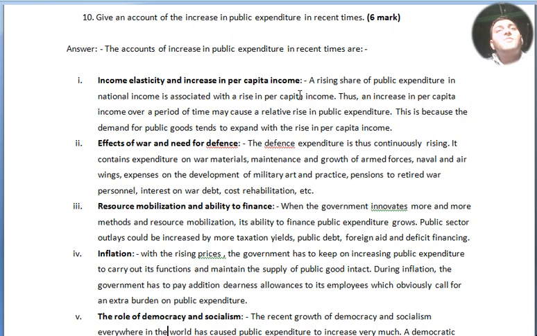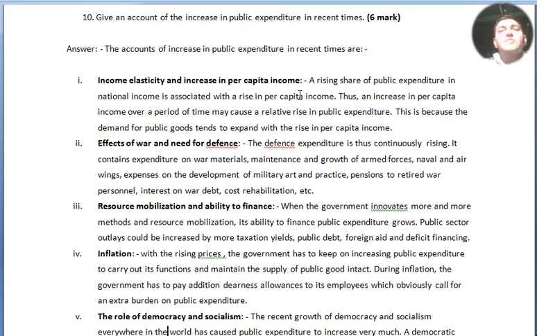Point number 4, inflation. With the rising price, the government has to keep on increasing public expenditure to carry out its functions and maintain the supply of public goods intact. During inflation, the government has to pay dearness allowances to its employees, which obviously call for an extra burden on public expenditure.